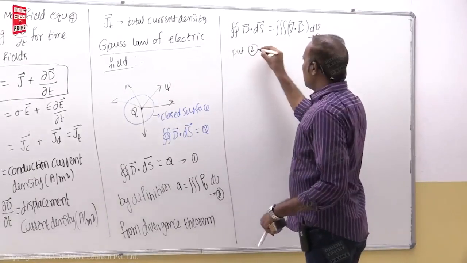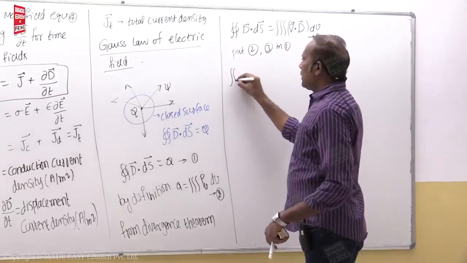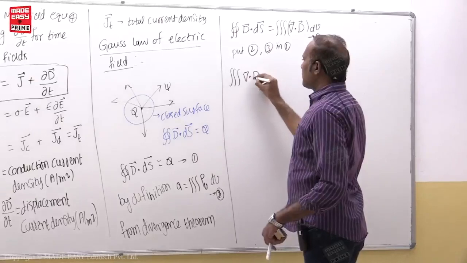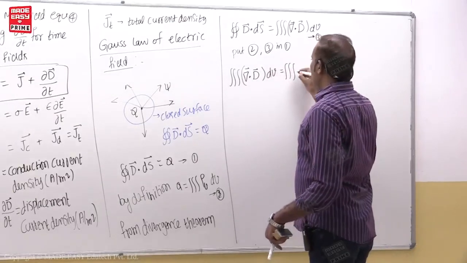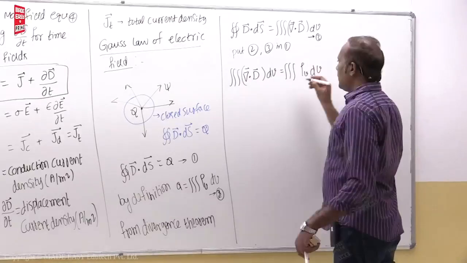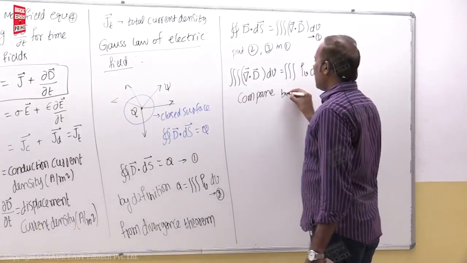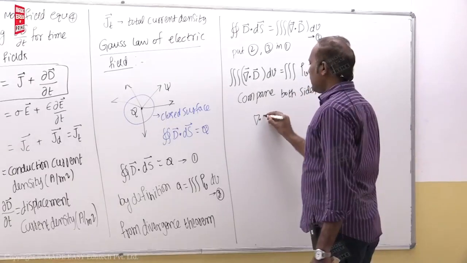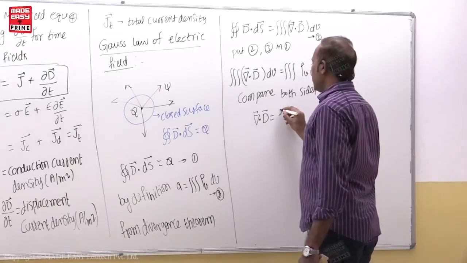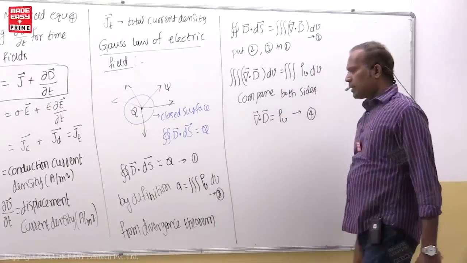Put equations 2 and 3 in equation number 1, then triple integral divergence of D bar dV is equal to Q, which is triple integral rho v dV. Compare both sides, then you get divergence of D bar is equal to rho v. This is one of the Maxwell equations, dear students.